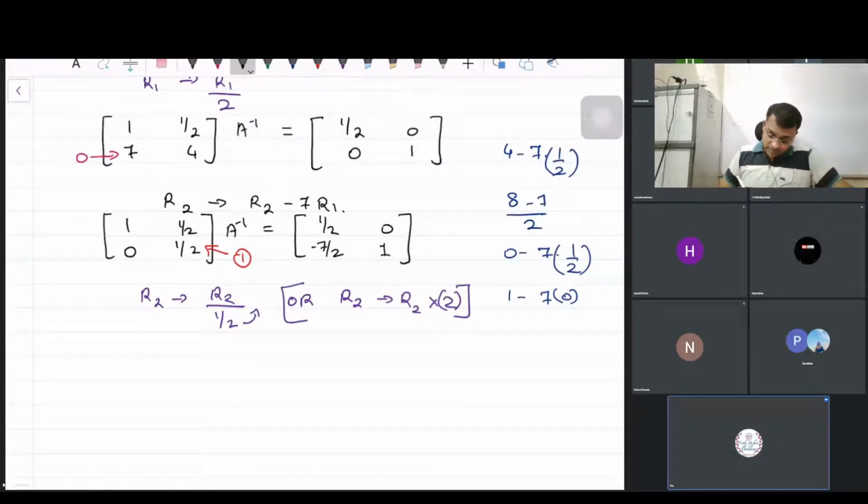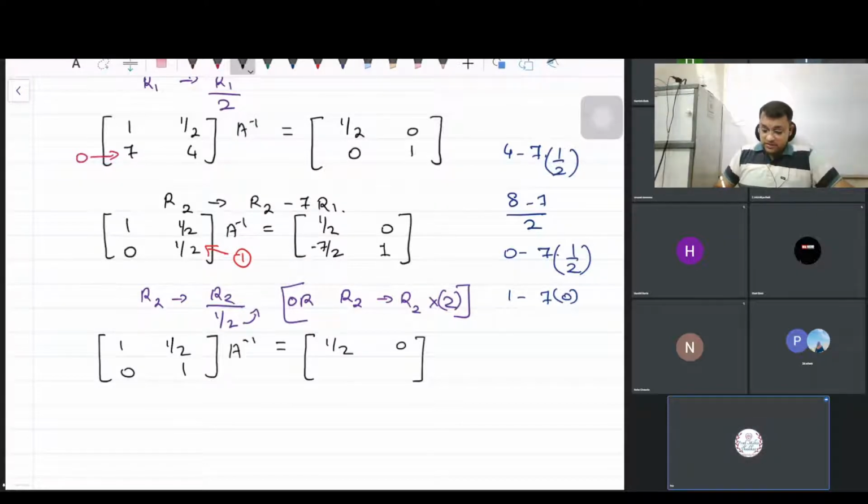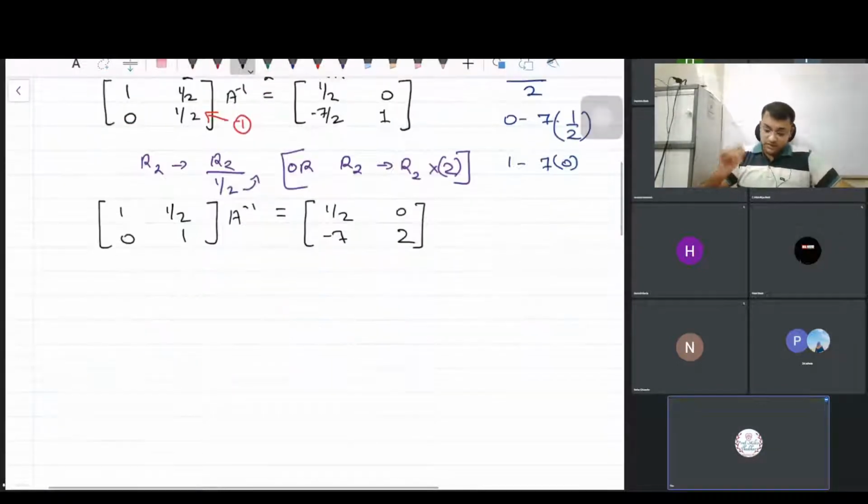So once again, I don't have to make any changes in the first row. Bring it down as it is. Half and 0. This will become 0. This will become 1. This is going to become minus 7 and this is going to become 2. So basically just 2 that over here got cancelled off from the denominator. Now after that, what is the next thing? The last thing, guys, come on quickly.